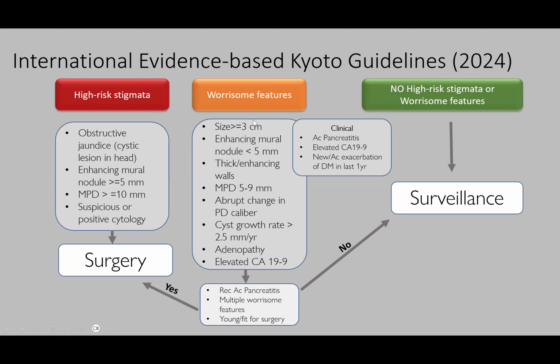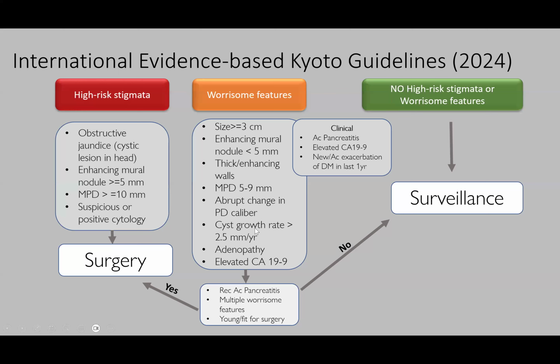So you're looking for size greater than 3 centimeters, enhancing mural nodules, main duct size more than 5 mm, any abrupt change in caliber of the pancreatic duct. You're looking at a growth rate of greater than 2.5 mm per year, adenopathy, elevated CA19-9, or some clinical features like acute pancreatitis, new or exacerbated diabetes. All of these things make it a worrisome feature.